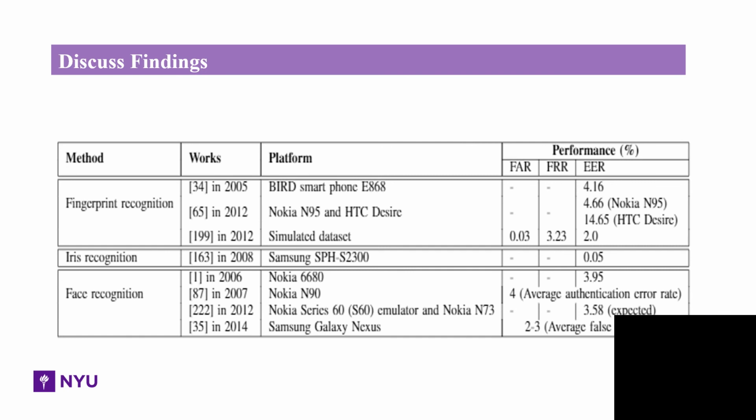This figure is the result of physiological biometric authentication on mobile phones claimed by related works. In the performance column, you can see the comparison of false acceptance rates, false recognition rates, and equal error rates for eight types of mobile phones.